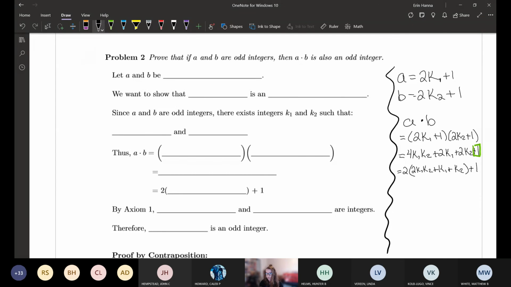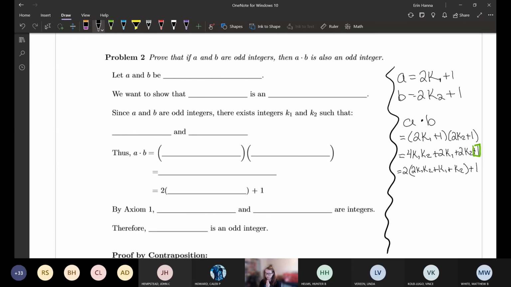And that's essentially the scratch work for the proof, because now we've just shown that a times b is odd, because we were able to write it as 2 times something plus 1. So let's hop back to this thing and try to fill out these blanks.